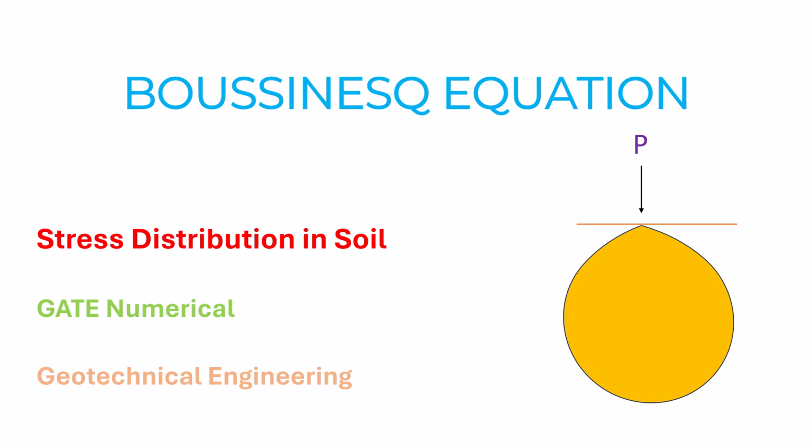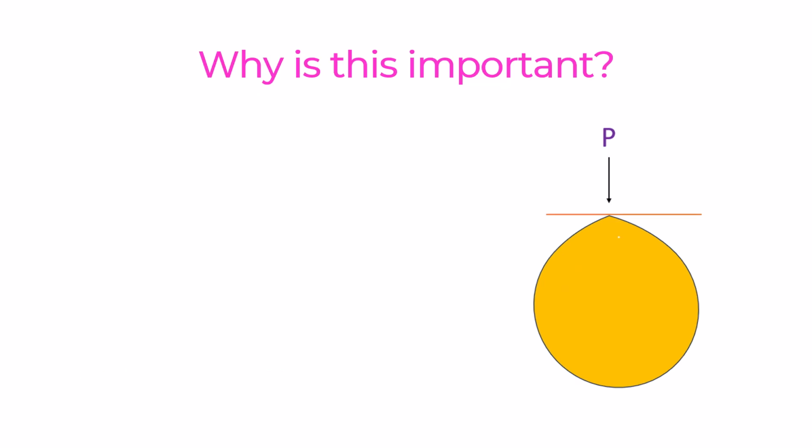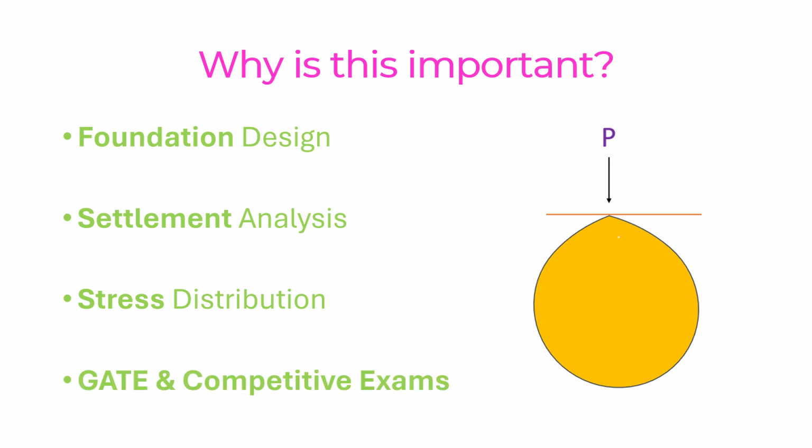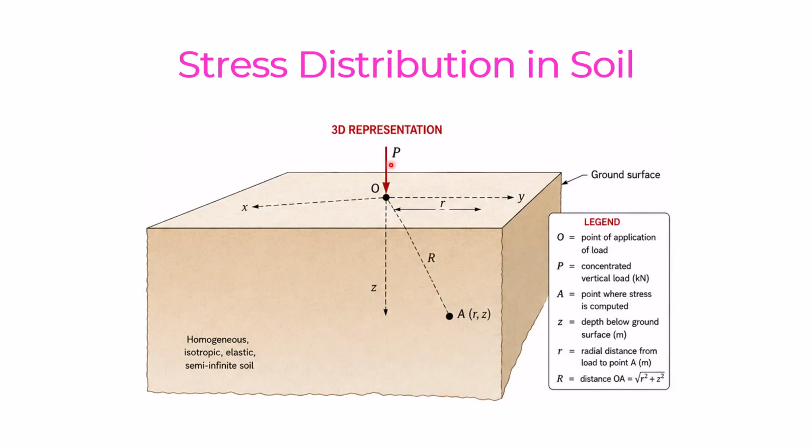When a load is applied on soil, stress spreads downward and sideways through the ground, and we calculate it using the Boussinesq equation. We will also solve a GATE previous year numerical on this. This concept is used in foundation design and settlement analysis and is one of the most important stress distribution topics for competitive exams. Suppose a concentrated load P acts on the soil surface.